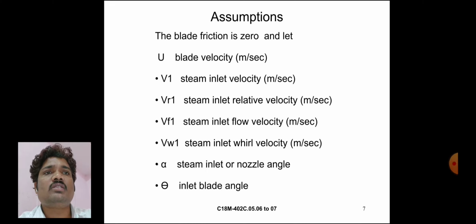The blade friction is 0, and let u be the blade velocity in meters per second. V1 is the steam inlet velocity. VR1 is the steam inlet relative velocity. VF1 is the steam inlet flow velocity. VW1 is the steam inlet whirl velocity. Alpha is the steam inlet or nozzle angle. Phi is the inlet blade angle.